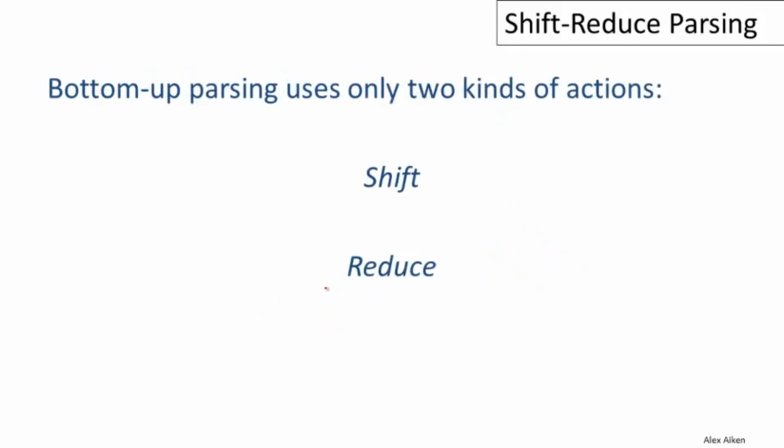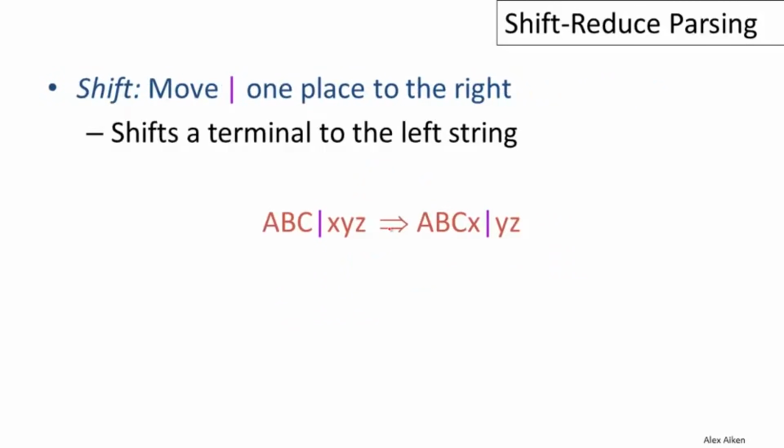To implement bottom-up parsing, it turns out we only need two kinds of actions, shift moves and reduce moves. And we've already talked somewhat about reduce moves, and so we have to introduce shift moves. So let's do that now. So a shift move reads one token of input, and we can represent that by moving the vertical bar one token to the right.